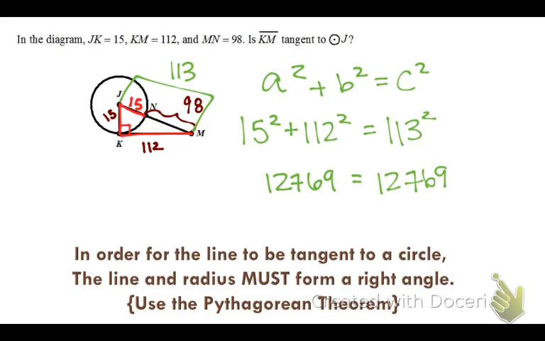12,769. So, is this a right triangle? Yes. So, is this line tangent? Yes. So, I'm looking for yes, and then I'm looking for you getting to this point. That's the proof. Yes, this is proof.